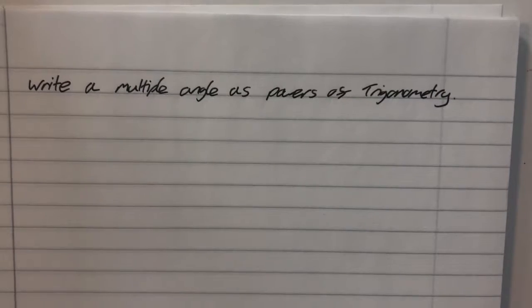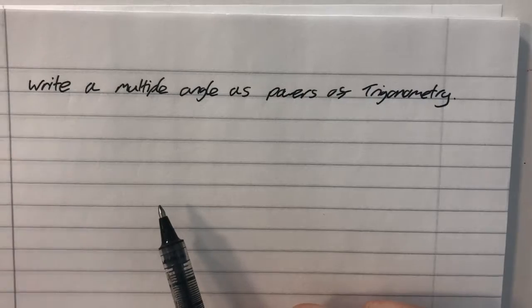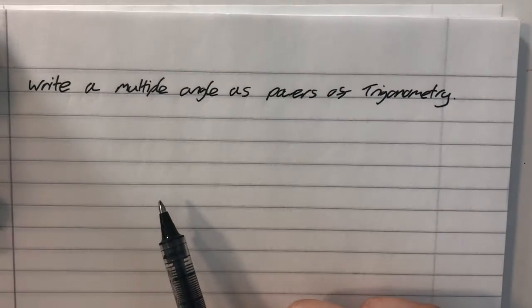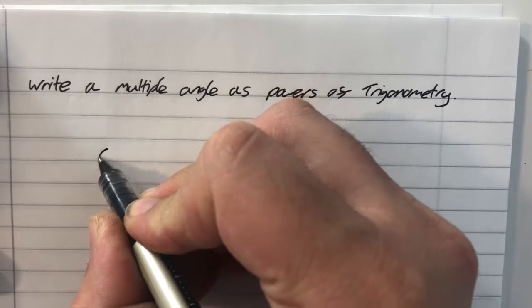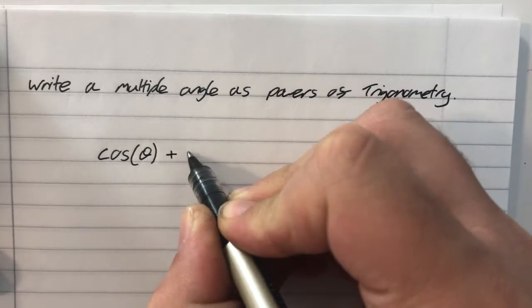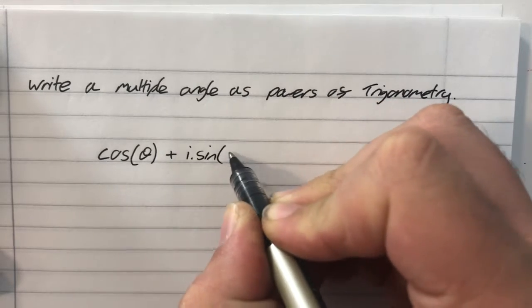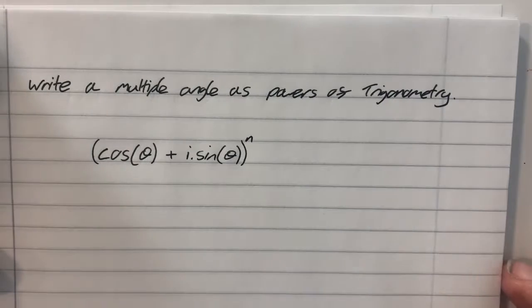In my previous video, I stated De Moivre's theorem, which is raising a complex number to a power. And we can use that to our advantage to create for ourselves a number of trigonometric identities. So if we take the general complex number of modulus 1, cos of theta plus i times sine of theta, and I can raise that to the power n.